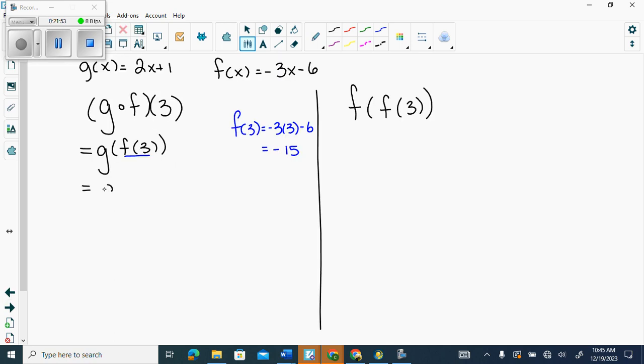So then I get g of what now? Negative 15, because f of 3 is negative 15. Do you see what I'm saying? Yes. Now we're in grade 10 again. What does this mean for us to do?